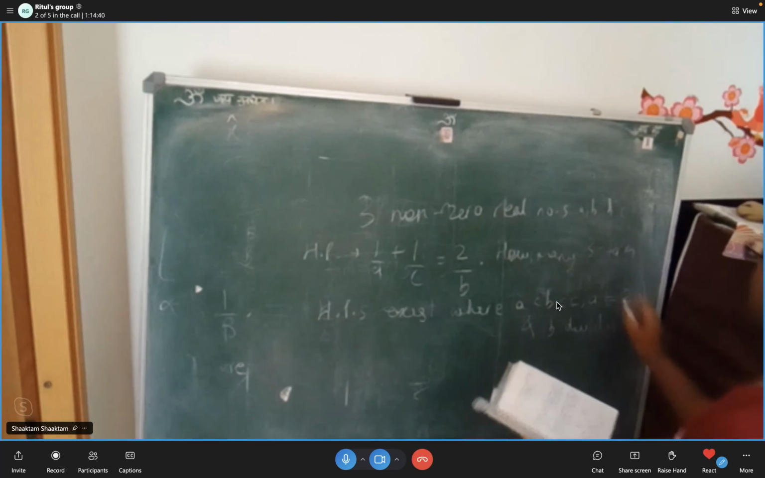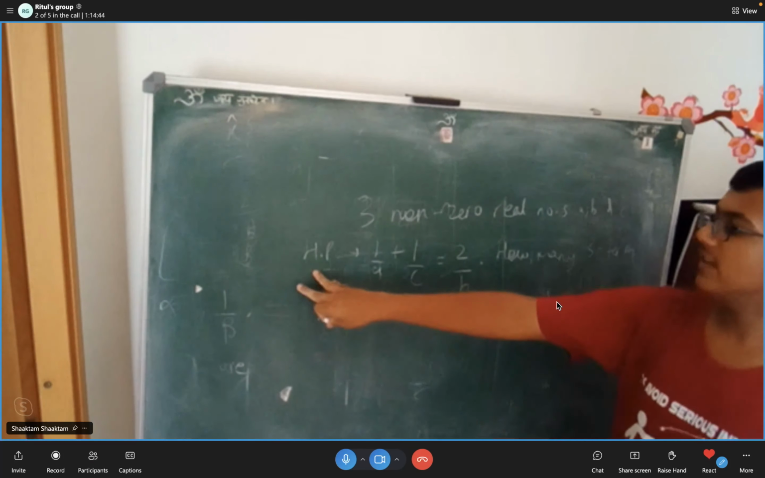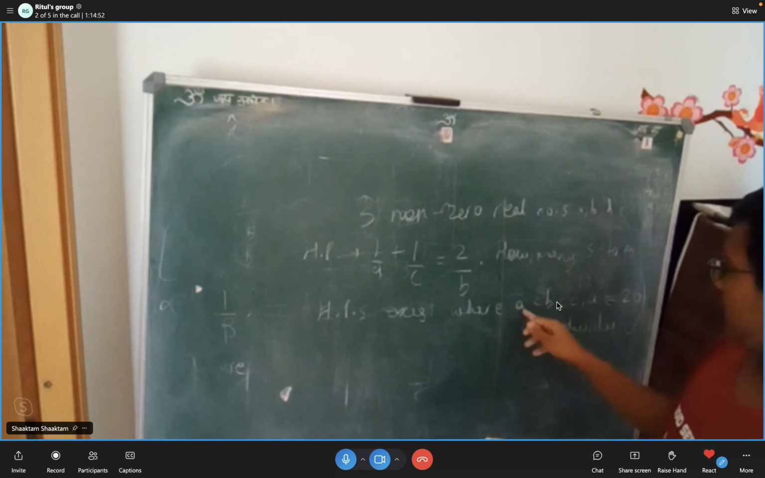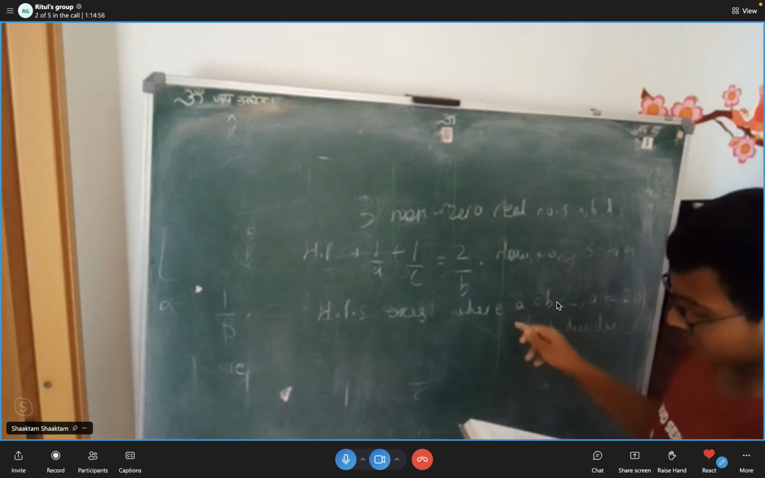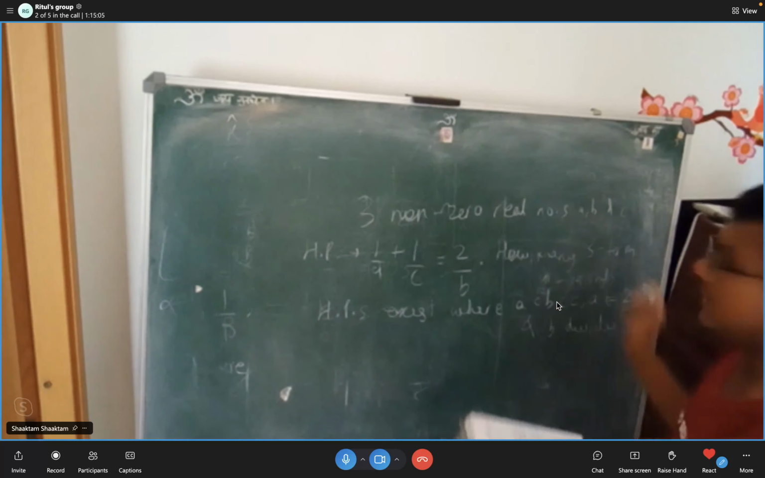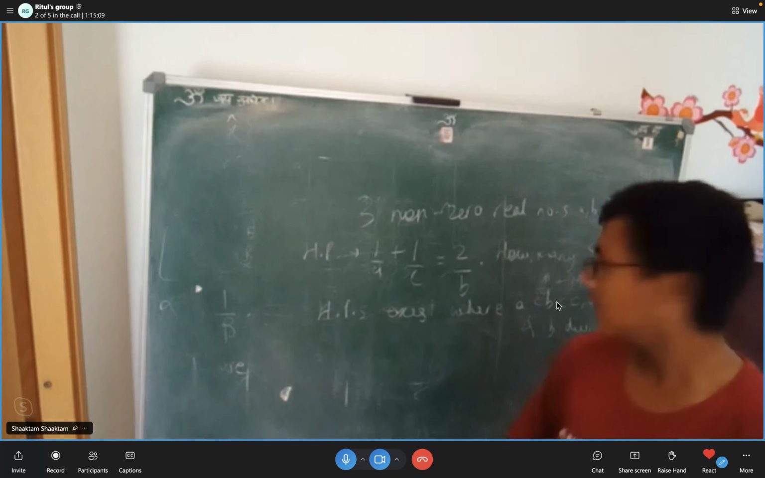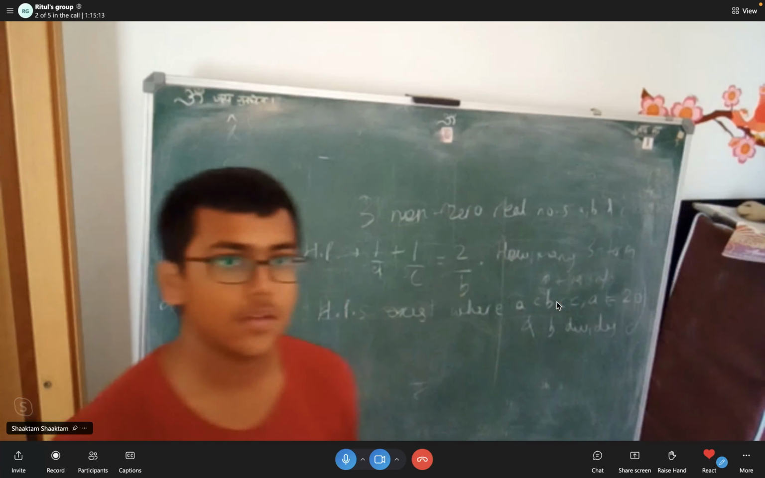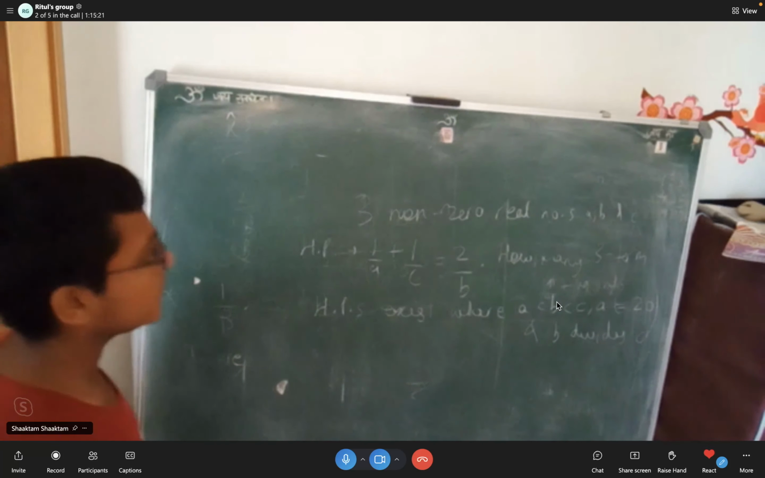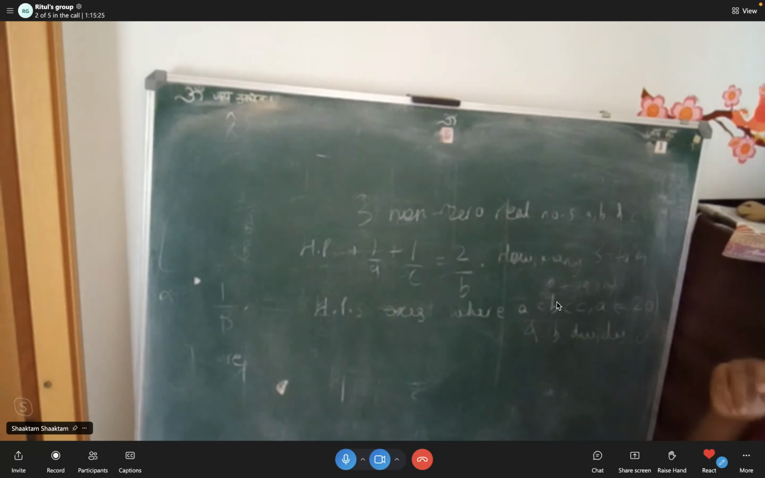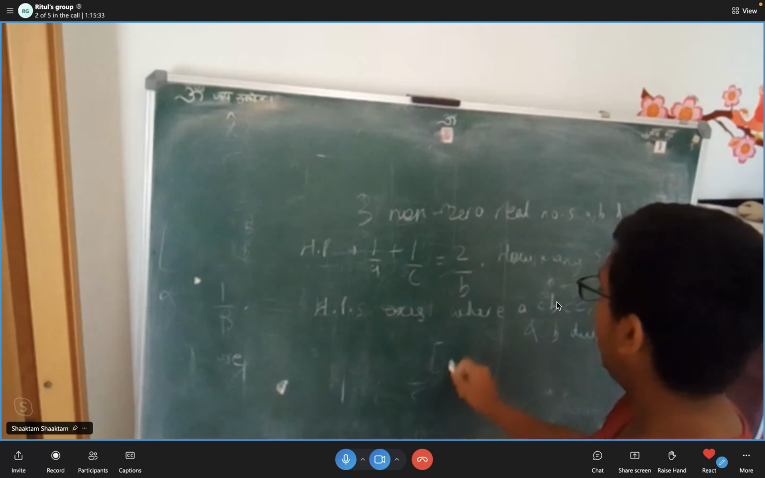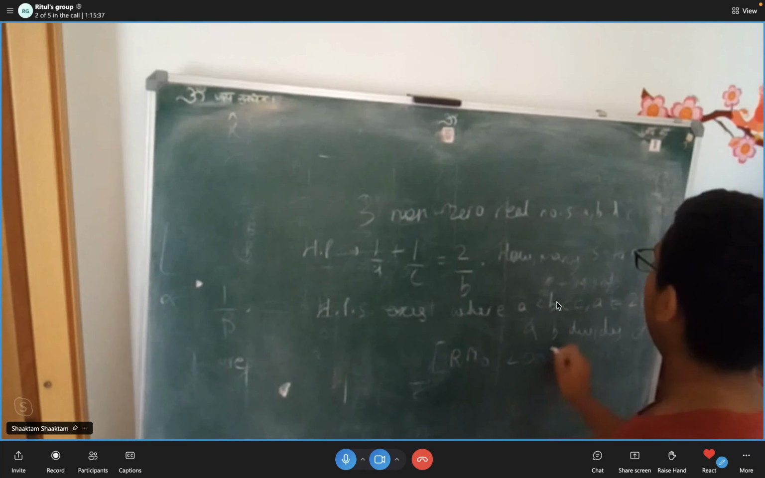So basically you have three non-zero real numbers A, B and C, in a harmonic progression where 1 by A plus 1 by C equals 2 by B. How many three-term HPs exist where they are in strictly increasing order, strictly increasing positive integers, where A equals 20 and B divides C. A, B, C are positive integers, so A is less than B less than C. And just for further information, this question had appeared in RMO 2008.